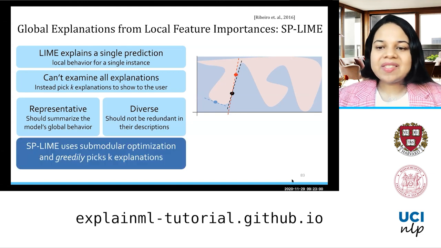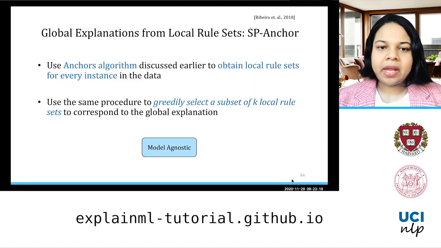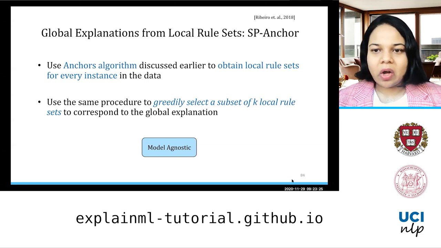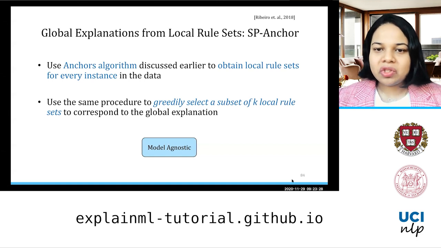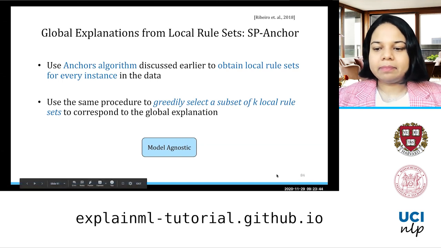Now, SP-LIME formulates this intuition as a submodular optimization problem and greedily picks a subset of k local explanations. And as we can see, this procedure is model agnostic because it does not require access to the internal details of the underlying predictive model. Now, if we repeat the same procedure but replace LIME using Anchors algorithm, we will obtain a global explanation which is a subset of k local rule sets, because Anchors algorithm actually outputs local rule sets. And even this algorithm that is called SP-Anchor is going to be model agnostic.